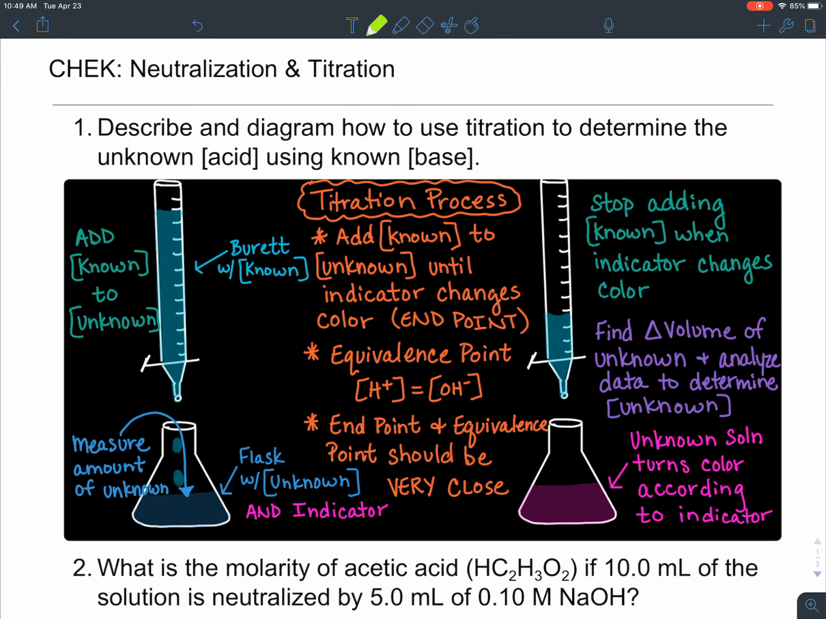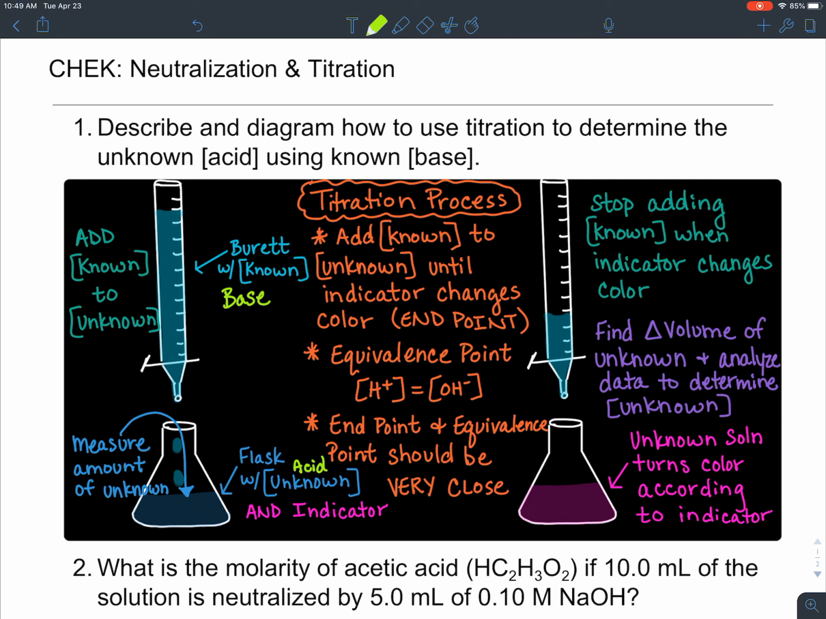is going to be our base, and then our unknown is going to be our acid. You could flip this around and you could have an unknown base and a known acid, and so that's a possibility as well.